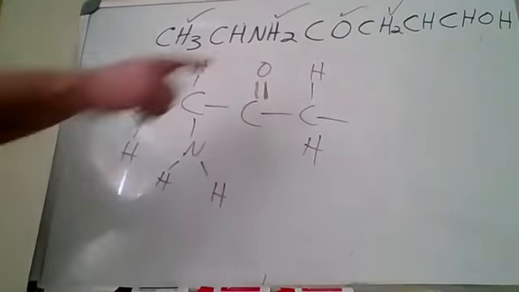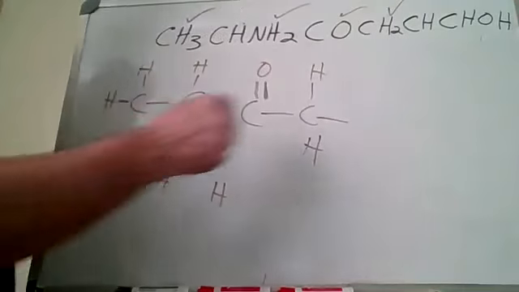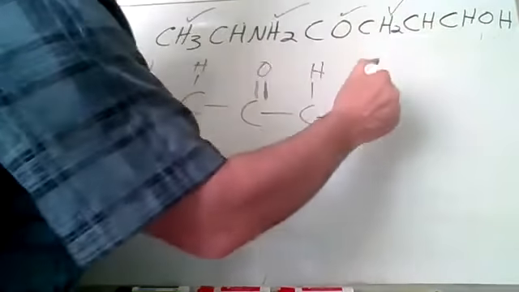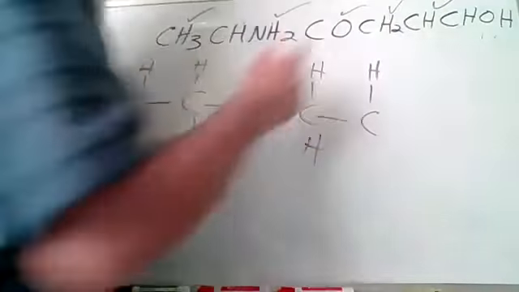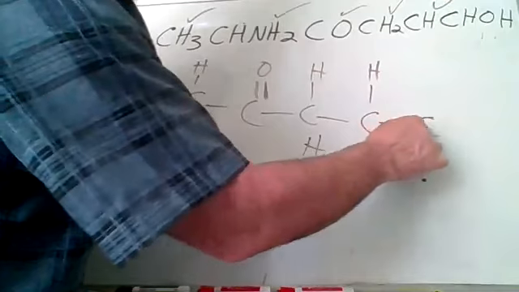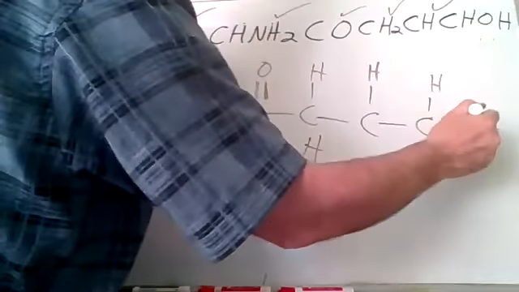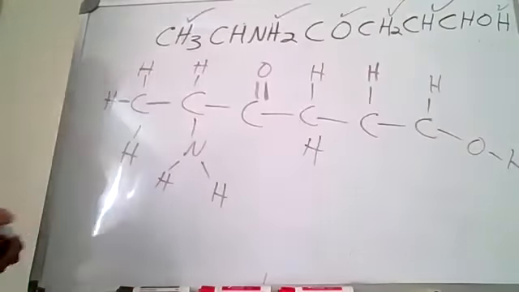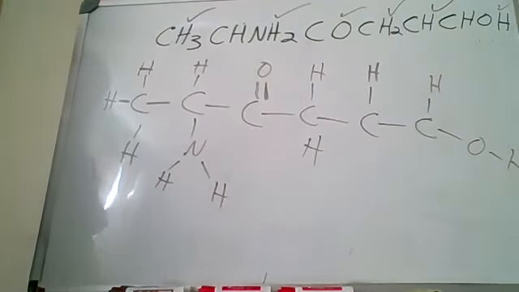Right? So CH2. Then we're off to the next carbon atom with a hydrogen attached to it. That brings us to here. And then another carbon atom with another hydrogen attached to it, and then an alcohol group. And we're done.